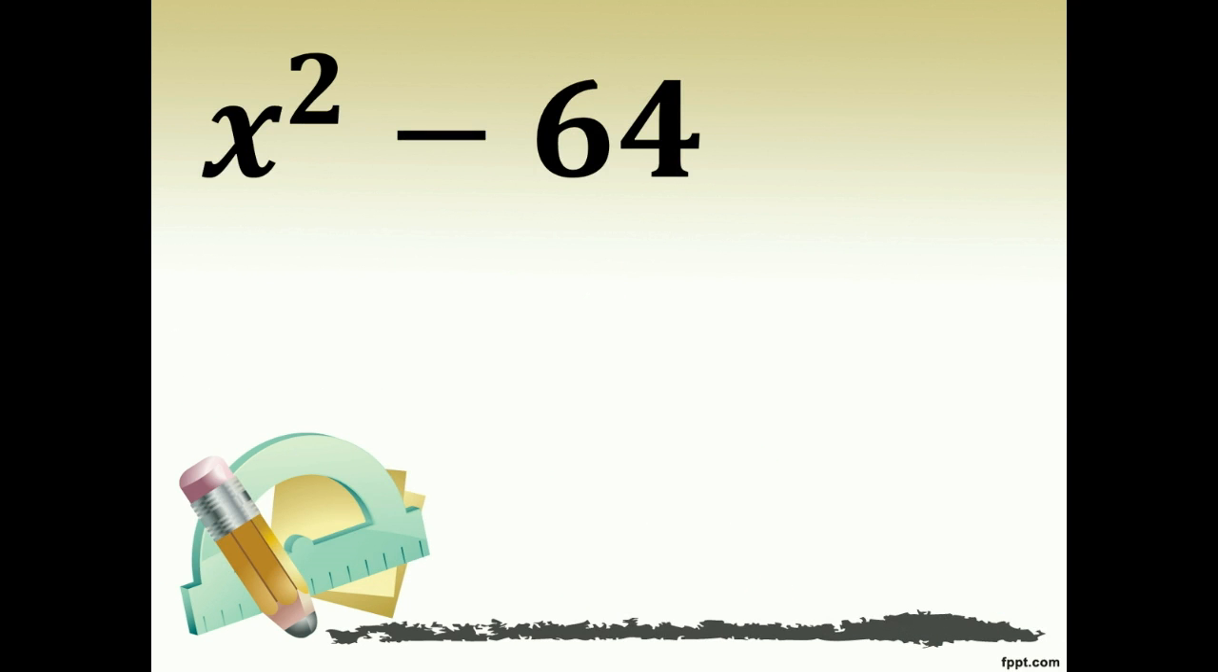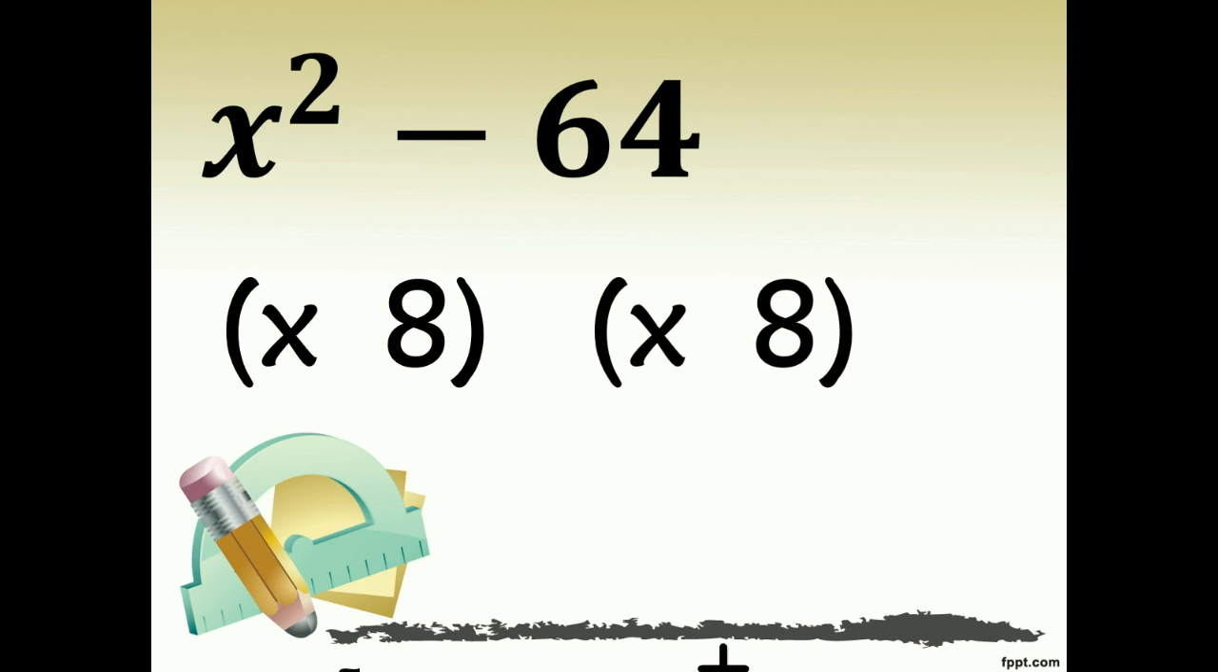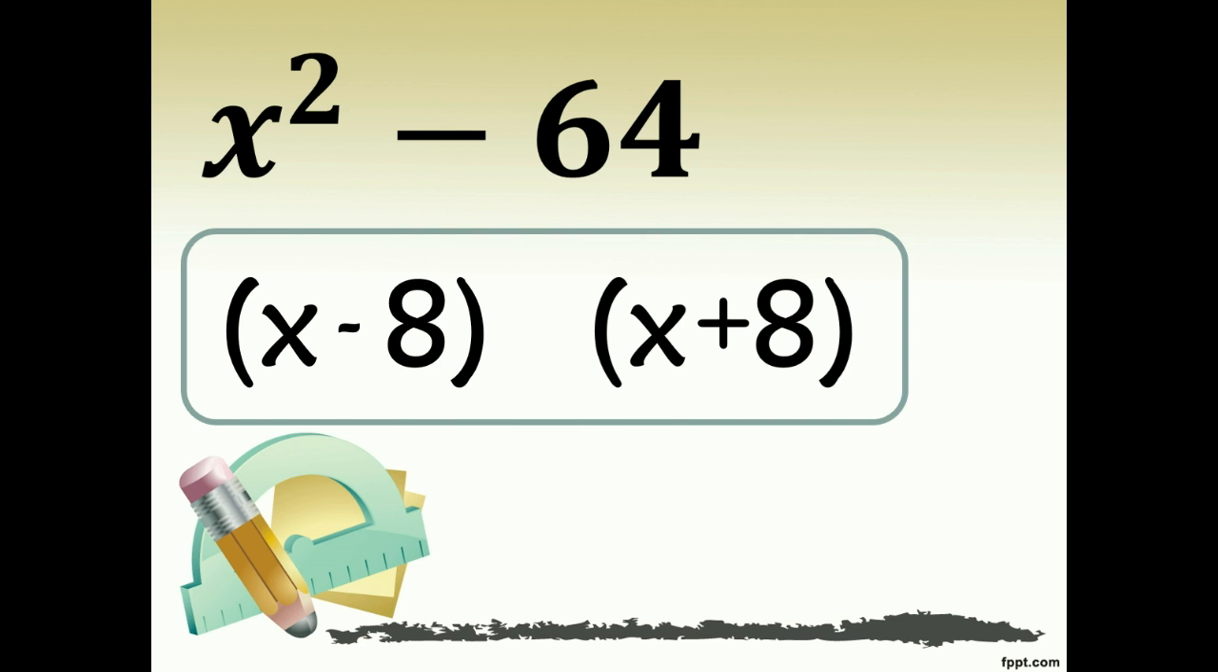Next, we have x squared minus 64. Again, they both have square roots, or they are perfect squares. Square root of x squared is x, while square root of 64 is 8. Double the factors. One is negative and one is positive. Final answer, x minus 8 times x plus 8.